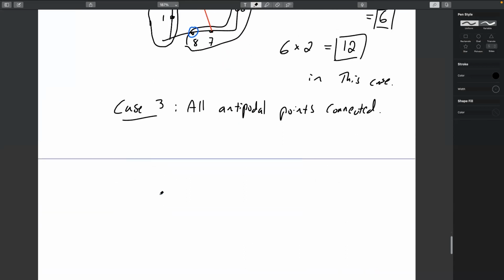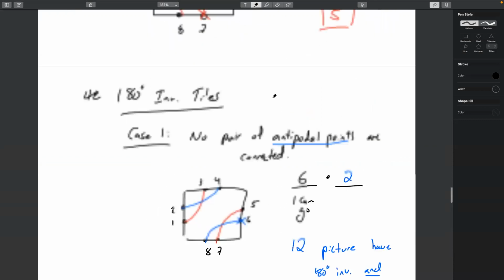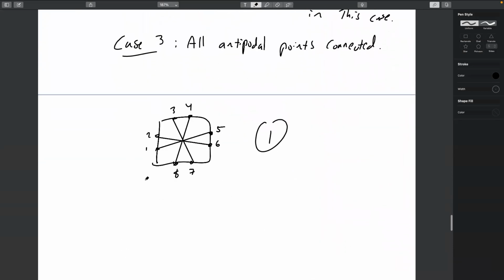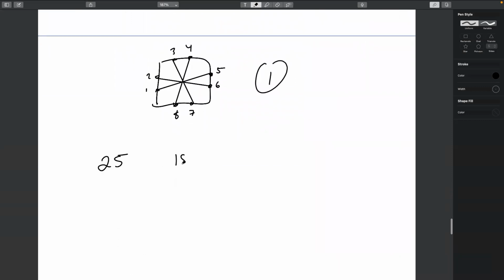Holy moly, we're almost there. Okay. So 1, 2, 3, 4, 5, 6, 7, 8. 1 goes to 5. 2 goes to 6. 3 goes to 7. 4 goes to 8. That's 1 tile. So I've got 12 from case 1, 12 from case 2, 1 from case 3, 25 180-degree invariant pictures, not tiles, pictures all together.